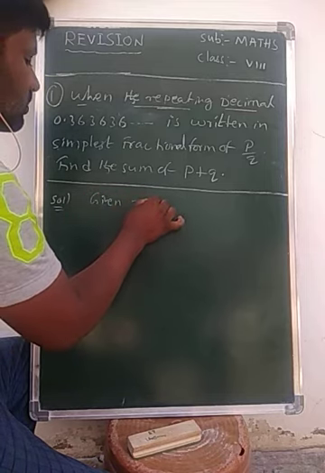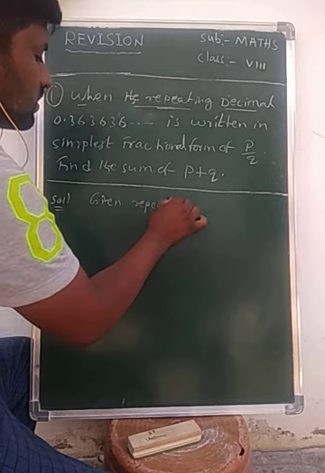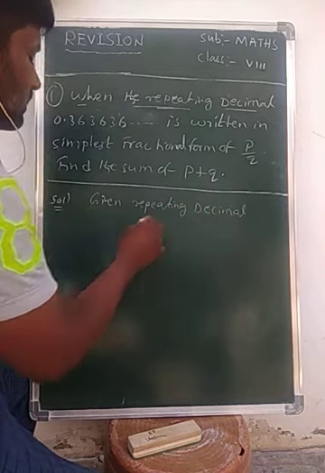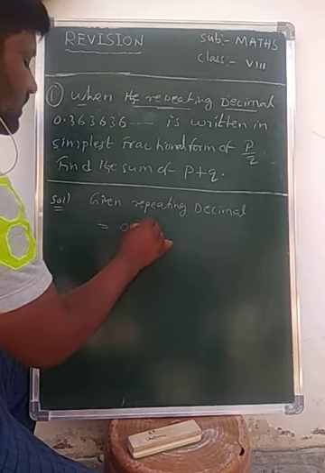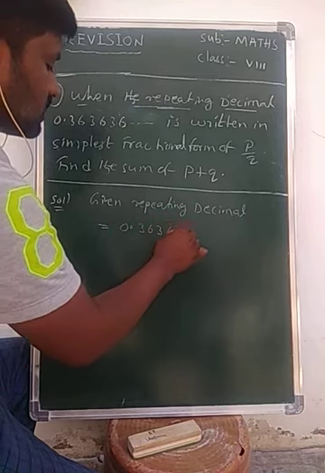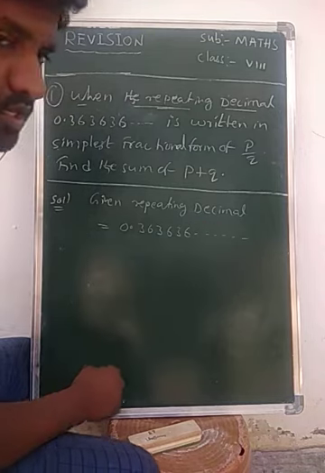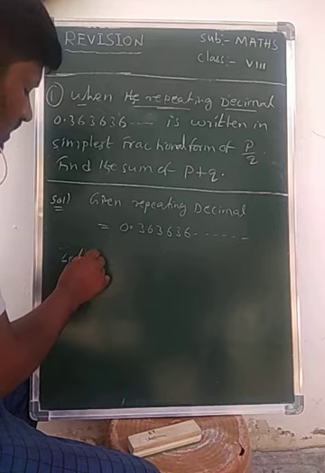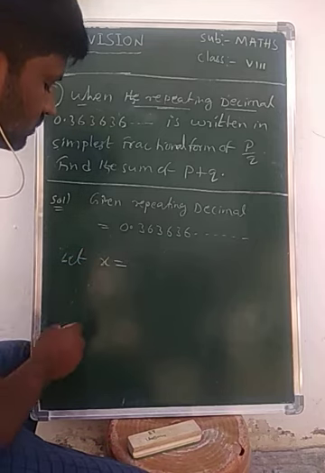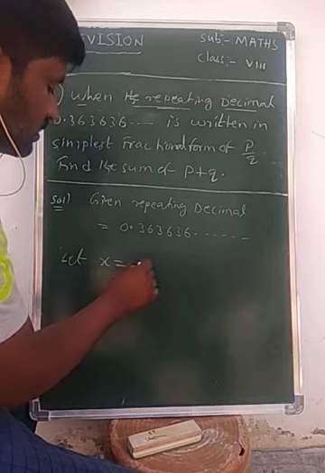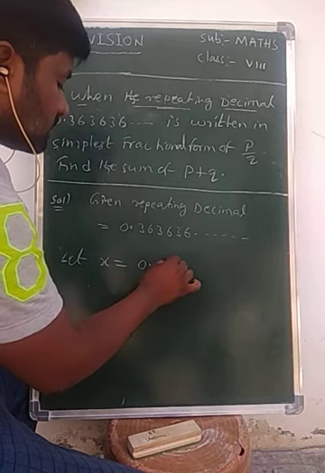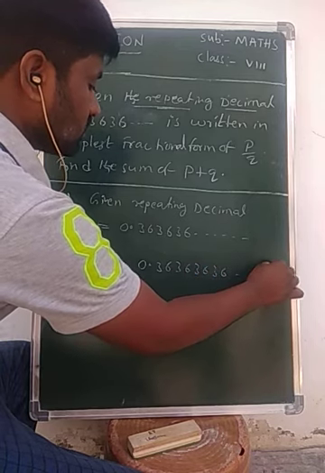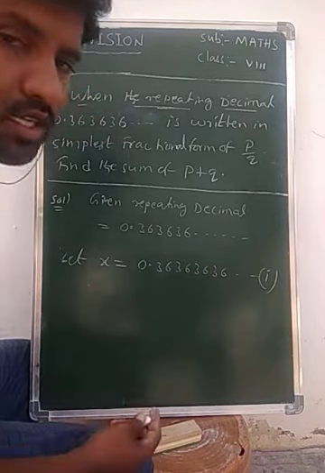Given repeating decimal is equal to 0.363636 and so on. Okay. Now what I am doing here, let x equal 0.363636. I consider it as equation 1.